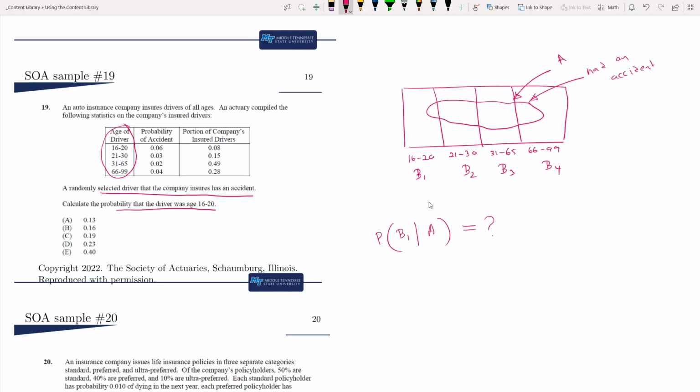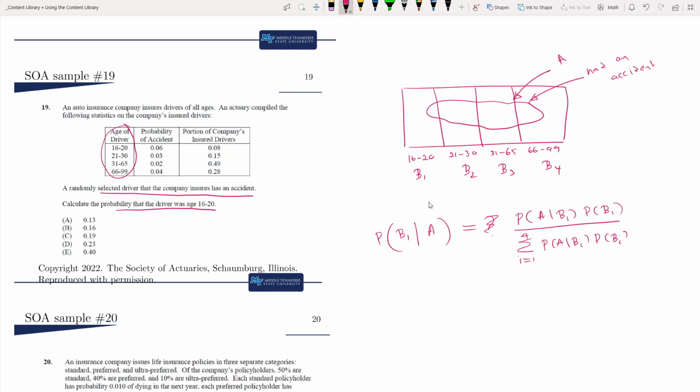So the usual approach, when you have this, is to write the Bayes theorem. You change the order, so A given B1. If you check the Bayes theorem, you will see this. Then you write the sum. And actually we have partitioned into four subsets. So now we need to calculate these probabilities.